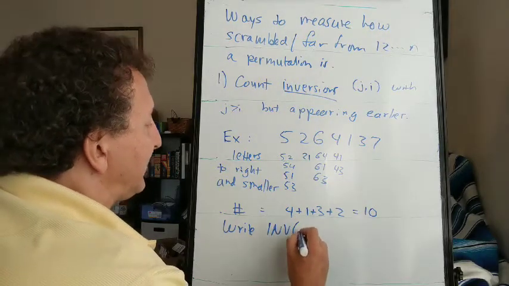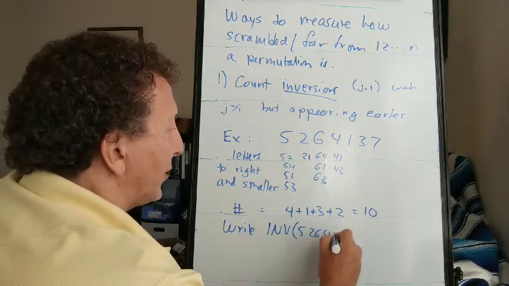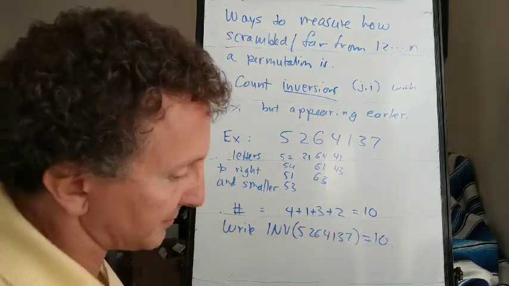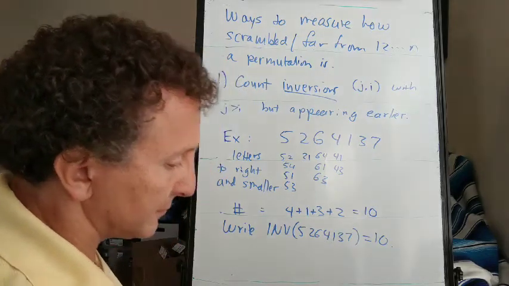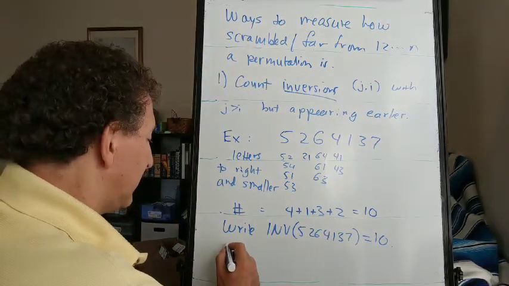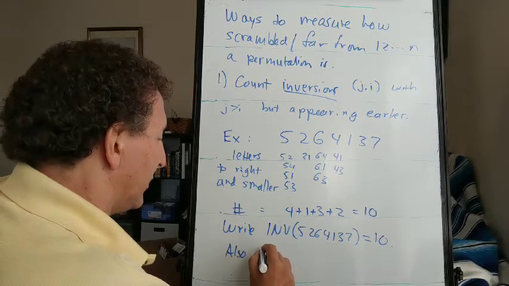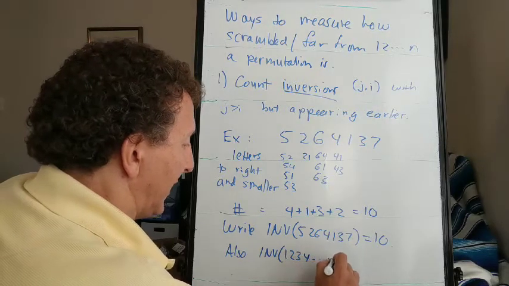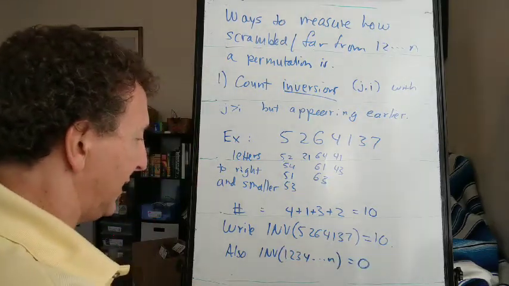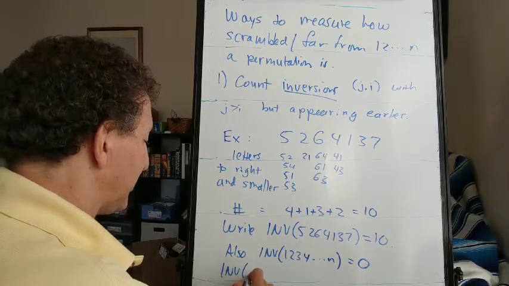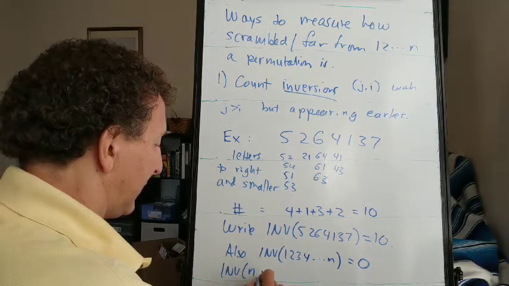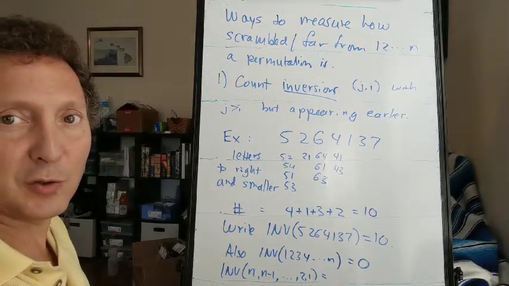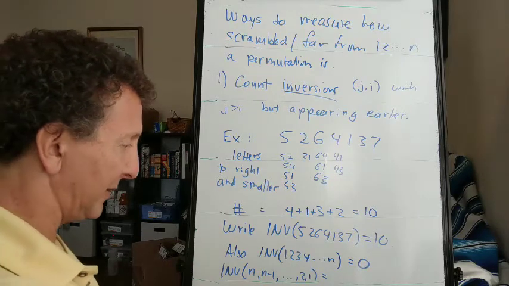So we write INV of 5, 2, 6, 4, 1, 3, 7. The number of inversions in this permutation is 10. So the number of inversions in 1, 2, 3, 4 up to n always is 0 for all n. And then the number of inversions in the completely descending permutation is n choose 2, because every single pair of letters is out of order.